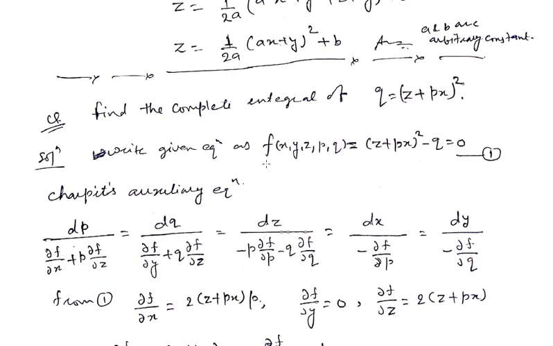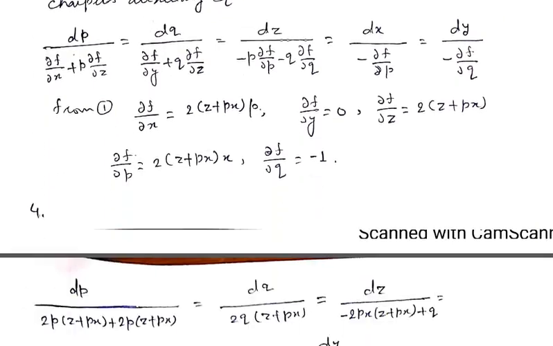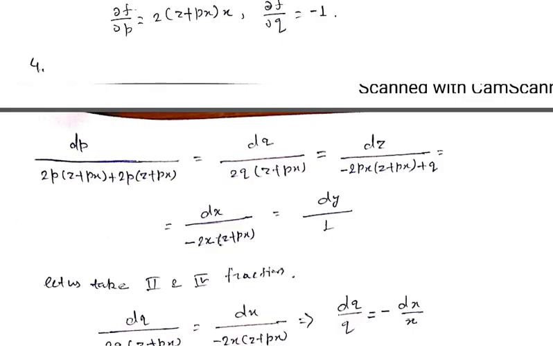When we differentiate it with respect to x, we get twice (z plus px) into p. When we differentiate with respect to y, there is no term of y, so the partial derivative of f with respect to y is 0. Partial derivative of f with respect to z is twice (z plus px). With respect to p is twice (z plus px) into x, and with respect to q is minus 1.